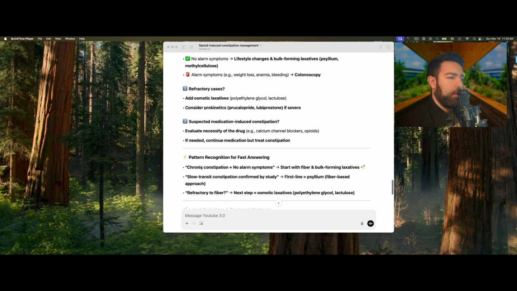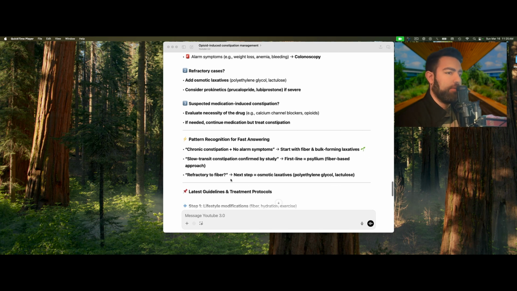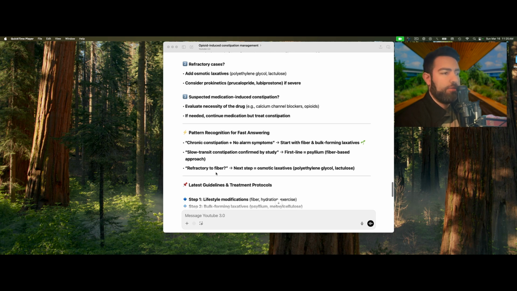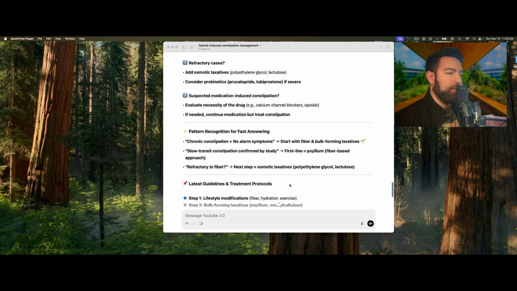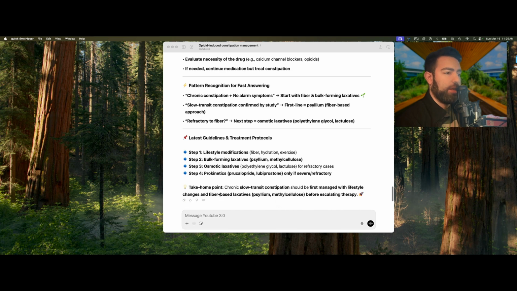Pattern recognition for fast answering: chronic constipation, no alarm symptoms, fiber, bulk forming. Slow transit constipation confirmed by study, first line is a fiber based approach. And if refractory to fiber, then the next step is osmotic laxatives. All right, so they gave you the latest American guidelines: lifestyle modification, bulk forming, osmotic, and then prokinetics would be the option.